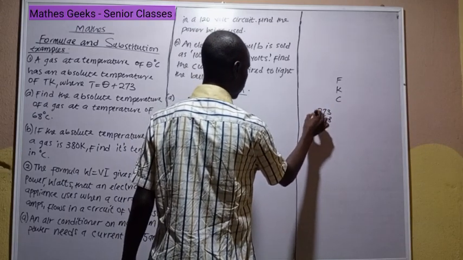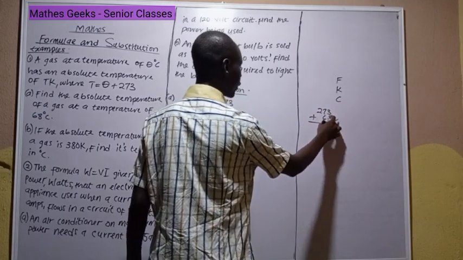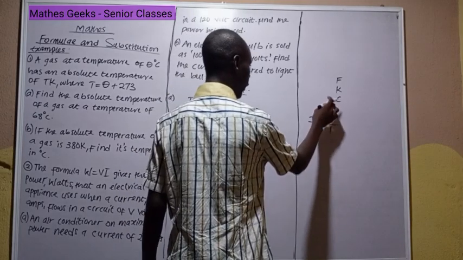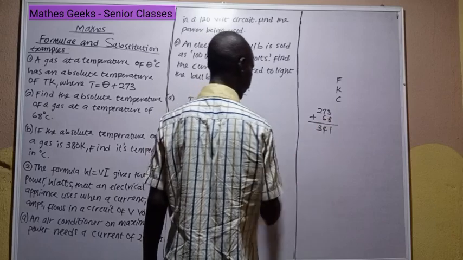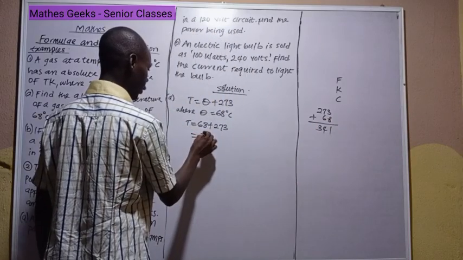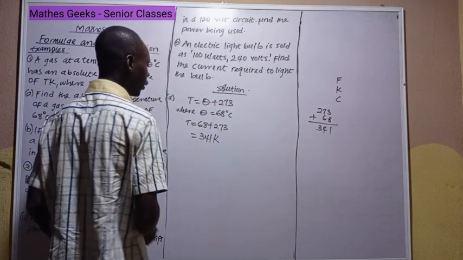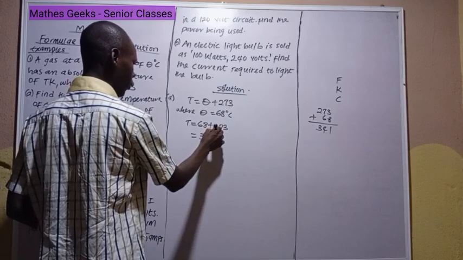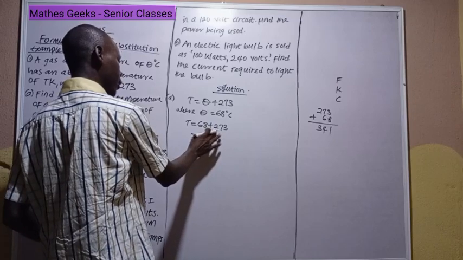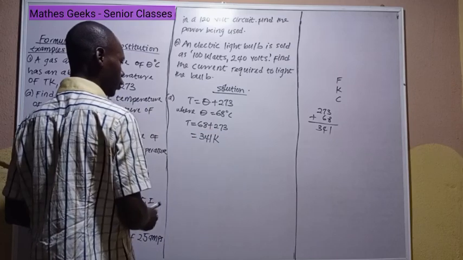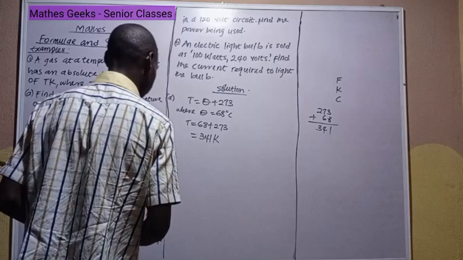273 plus 68: 3 plus 8 is 11, 12 plus 6 is 13, plus 1 is 14, 2 plus... 341. This will give us 341 Kelvin. When writing Kelvin, you don't put the knot on top. It's only Celsius and Fahrenheit that you do that. So for Kelvin, there's no knot on top, so it's 341 Kelvin.